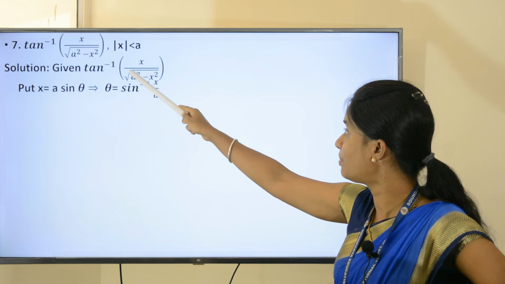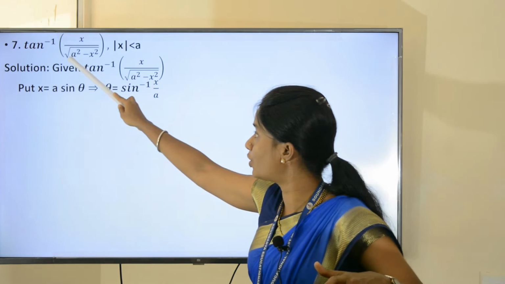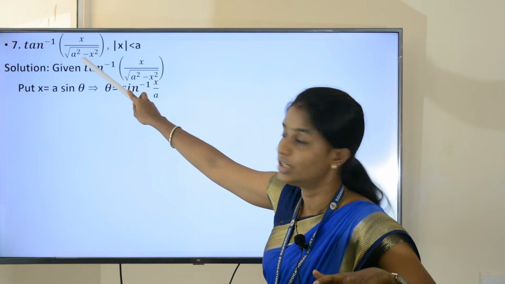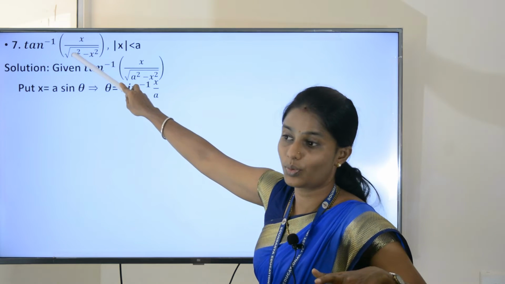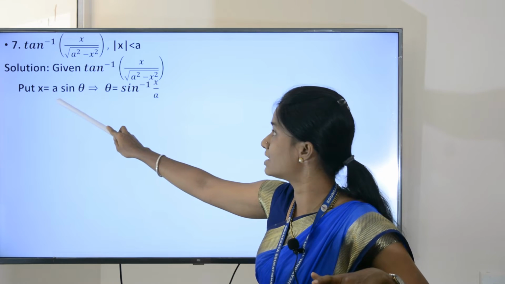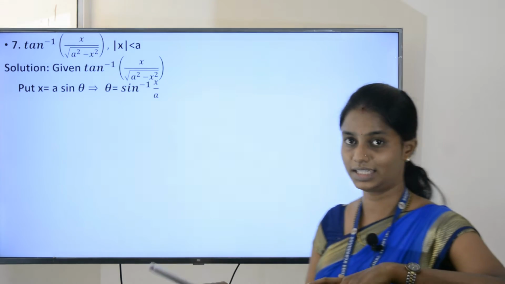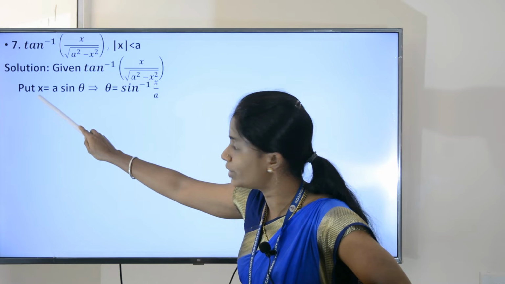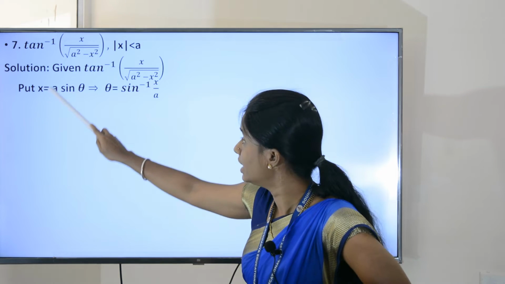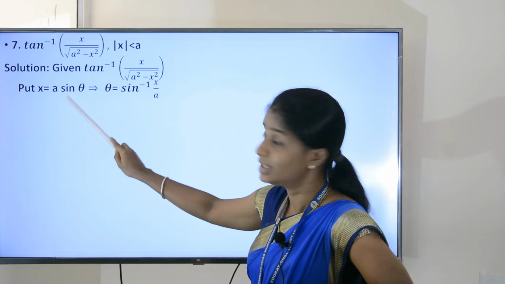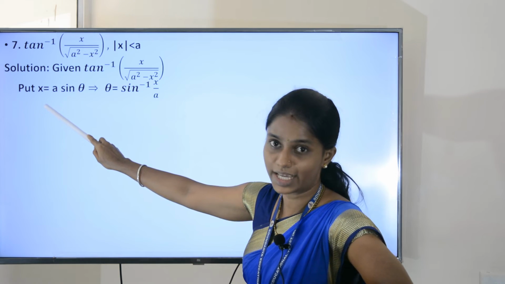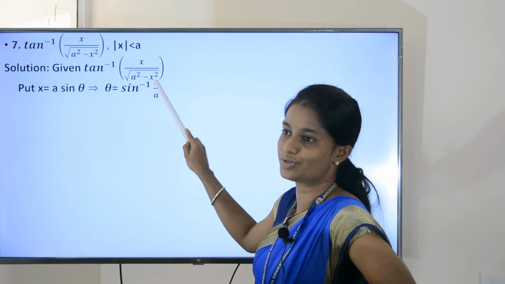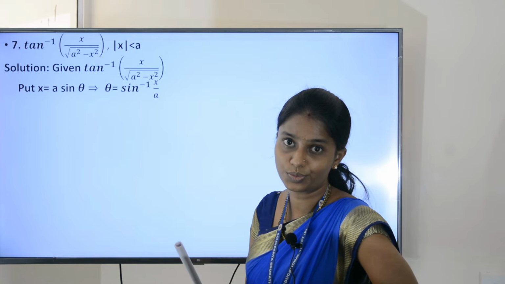Students, please observe, in the previous 6 problems we had 1 here, isn't it? But in this question a square is there. So the substitution is x is equal to a sin theta. Now please observe, sin theta is equal to x by a, isn't it? Theta is equal to sin inverse of x by a. Please observe this step.